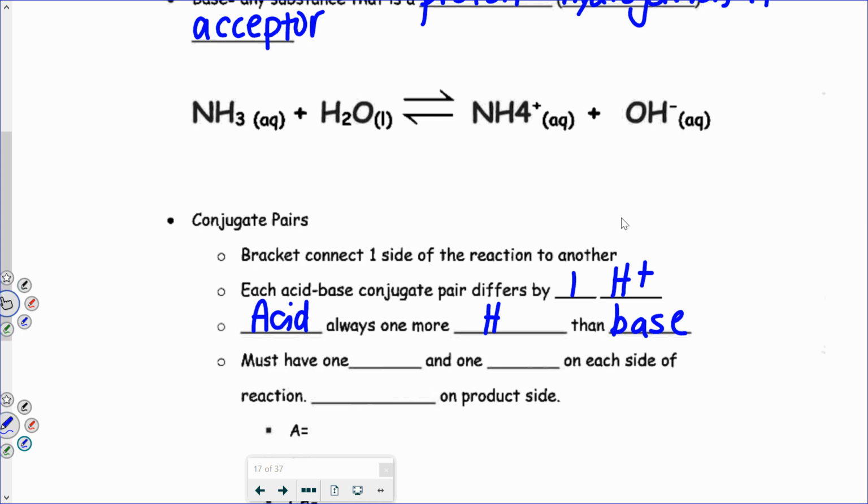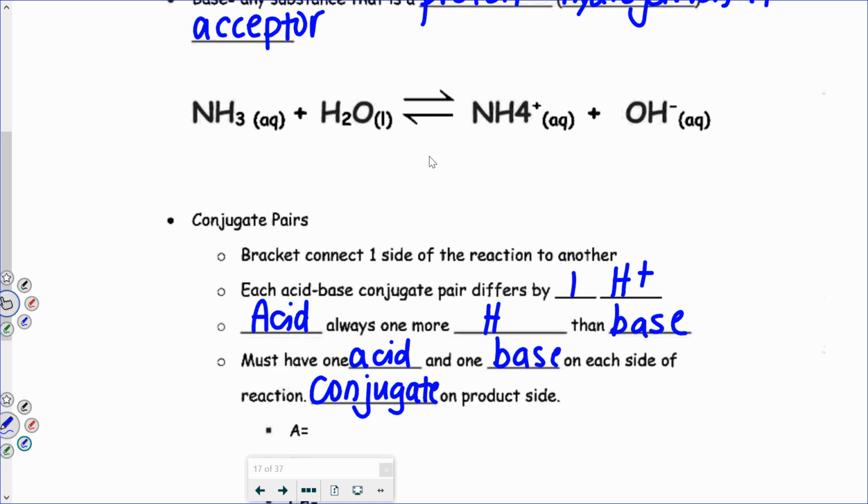So you're going to draw a bracket to connect one side of the reaction to another. You're going to do that by identifying two substances that only differ by one hydrogen. An acid always has one more hydrogen than its base. You must have one acid and one base on each side of the reaction. Your acids and base are on the left. Your conjugates are on the right. And I'll explain what a conjugate is. The conjugates are on the product side.